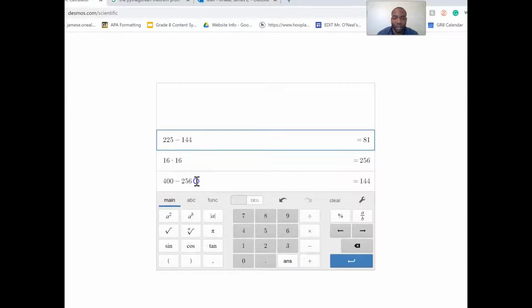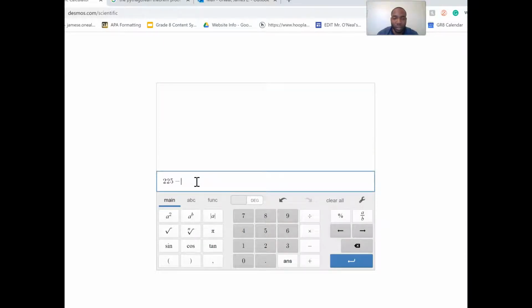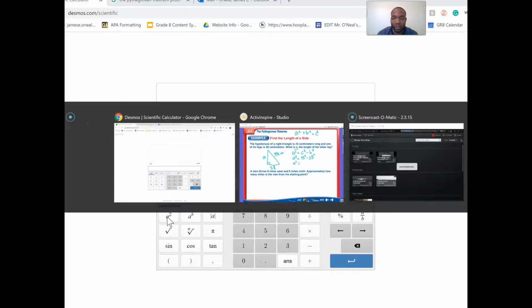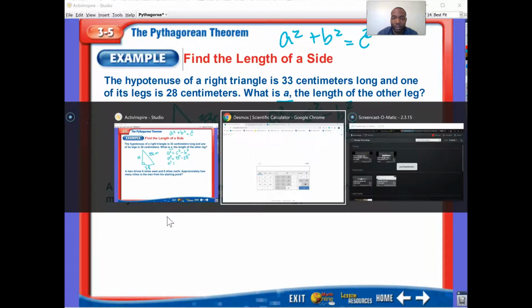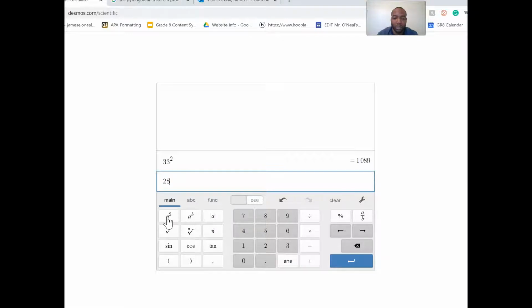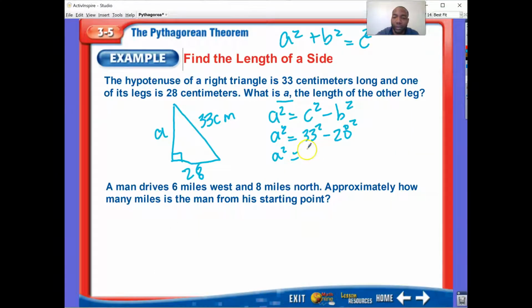All right, so 33 squared is 1089. And what's the other number? 28 squared. You can do shift 6. 1089 and 784. 1089 minus 784 is going to give us 305. What do we have to do now?